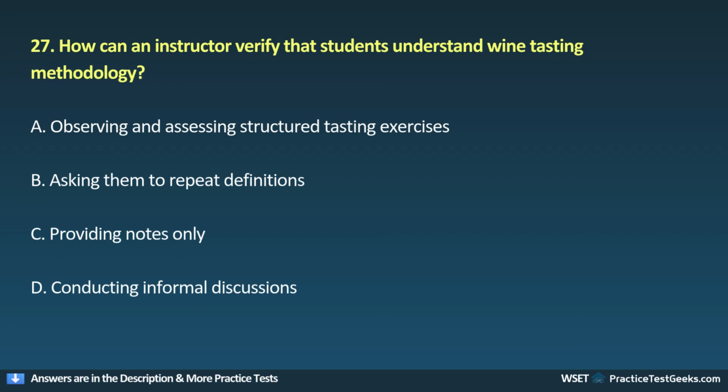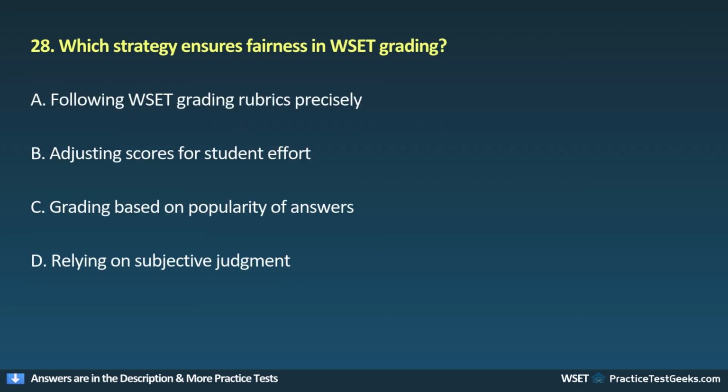27. How can an instructor verify that students understand wine tasting methodology? A. Observing and assessing structured tasting exercises. B. Asking them to repeat definitions. C. Providing notes only. D. Conducting informal discussions.